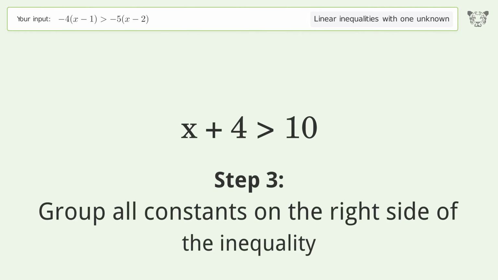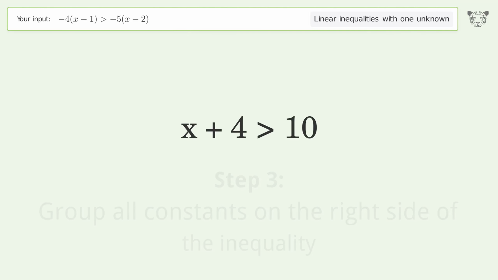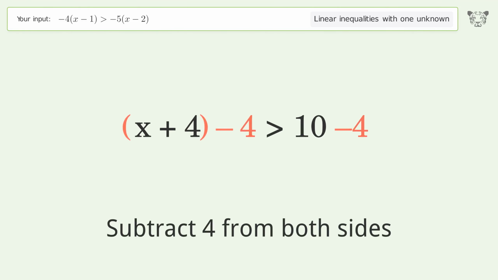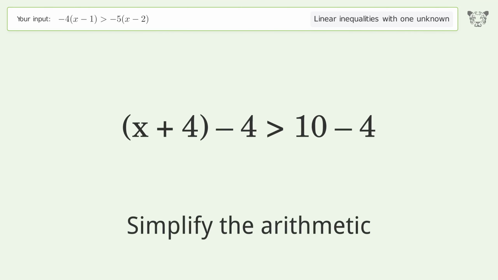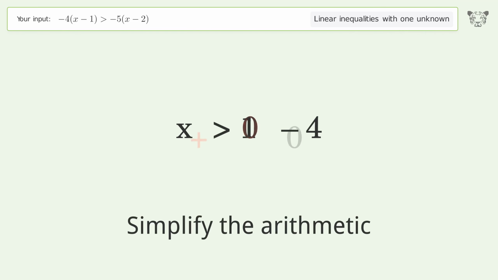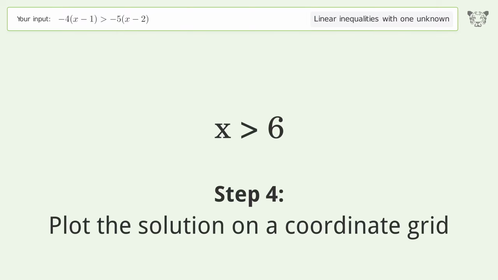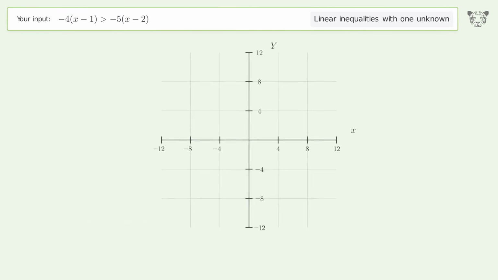Group all constants on the right side of the inequality. Subtract 4 from both sides. Simplify the arithmetic. Plot the solution on a coordinate grid. And so the final result is x greater than 6.